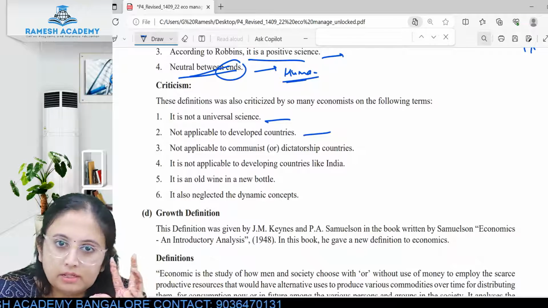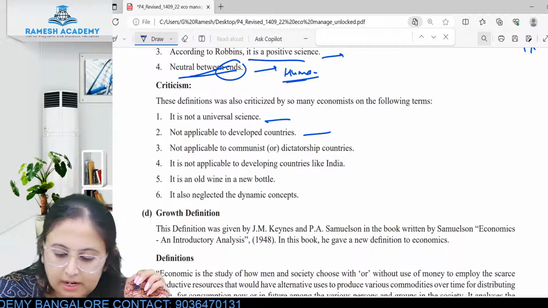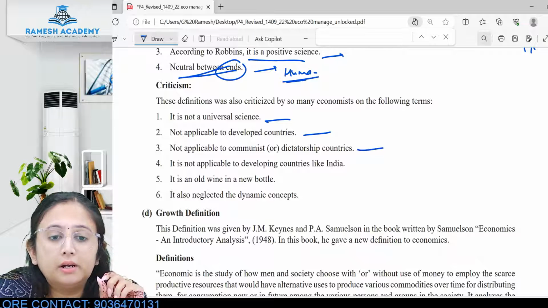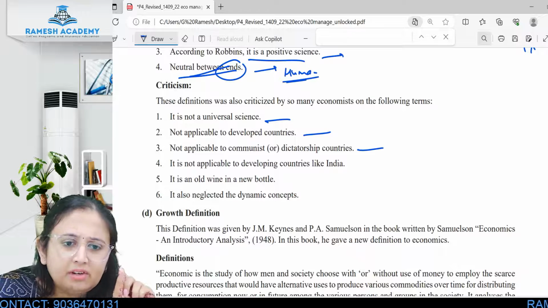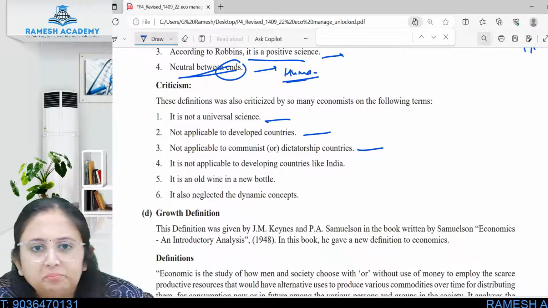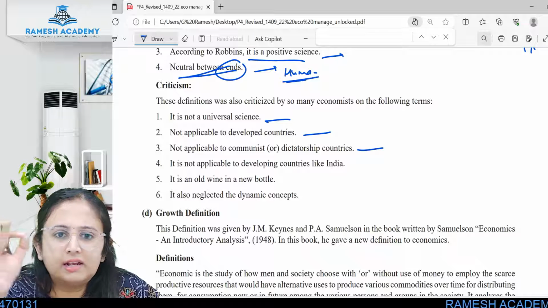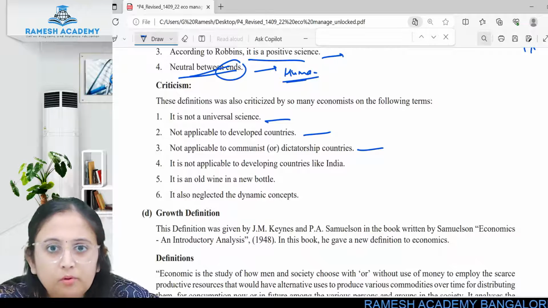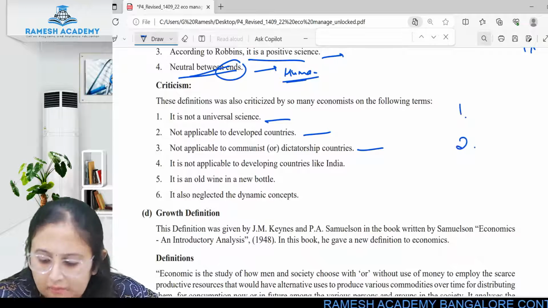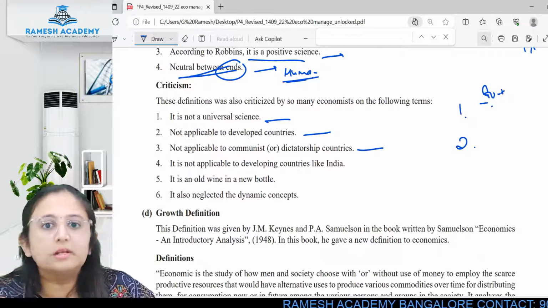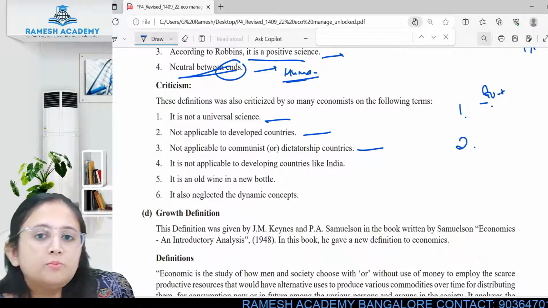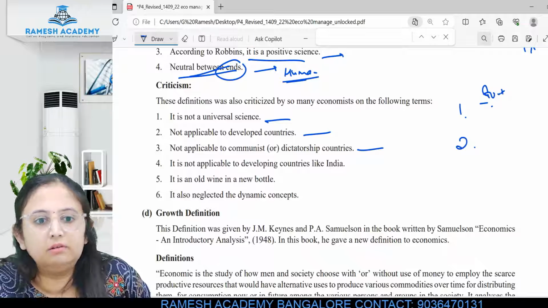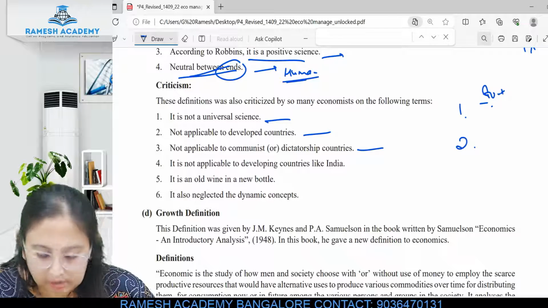They said it's not applicable to developed countries and not applicable to communist or dictatorship countries. Communist or dictatorship country means every single decision is taken by the government only. Like a dictator, like Hitler, whatever they say we have to follow. So there is no decision to make about what I have to do first, what I have to do next. Everything the government is deciding, or our ruler is deciding. We have no freedom to think. So for those kinds of countries it's not applicable.